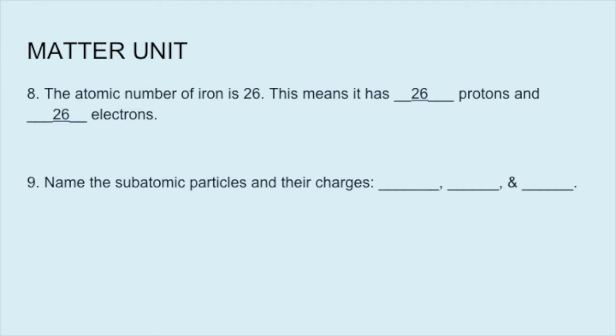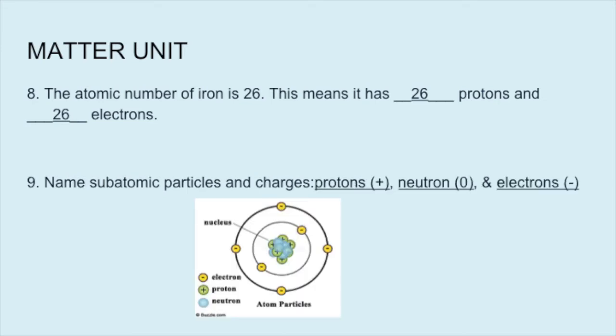All right, so we're talking about protons and electrons. So now we're going to name all of the subatomic particles and their charges. So we have our protons, which are positive, our neutrons, which are neutral, and our electrons, which are negative. And I have a picture here. Protons and neutrons are in the nucleus, and then our negative electrons are outside of the nucleus.